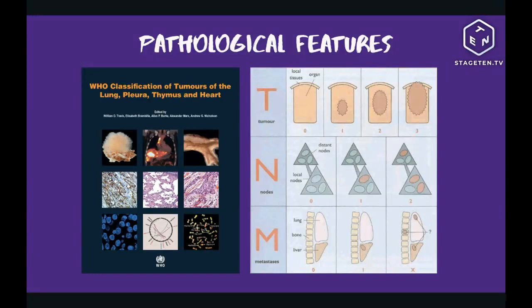If we think about the staging according to this scale, we need to understand that when there is a metastasis, this usually makes the staging jump to stage 4 of cancer. And this is pretty important.